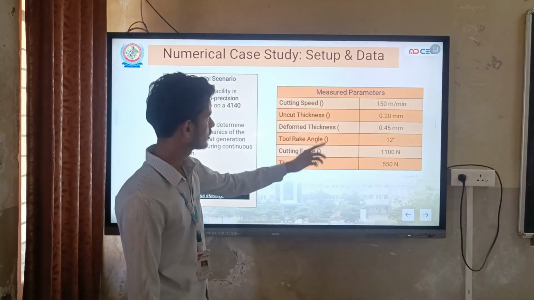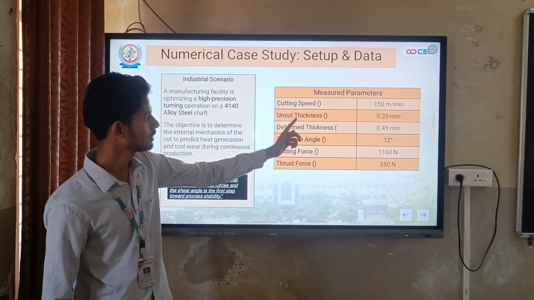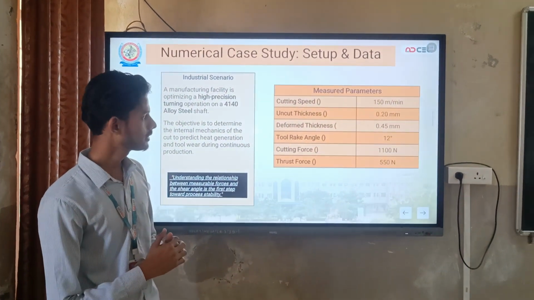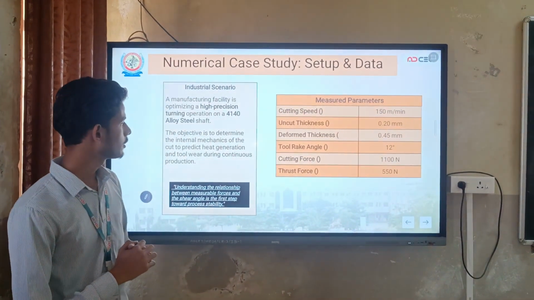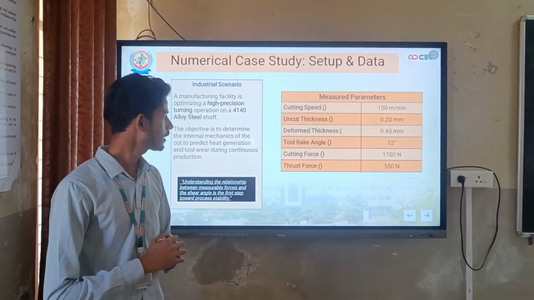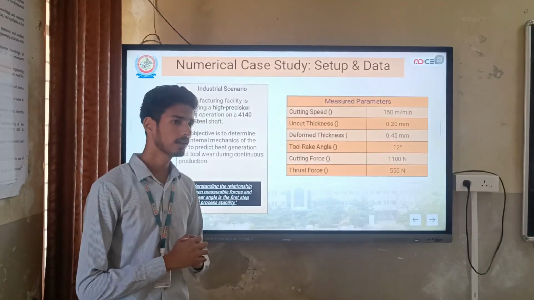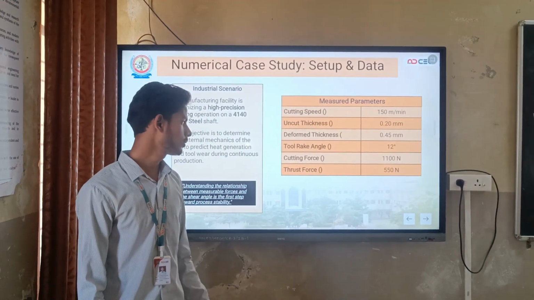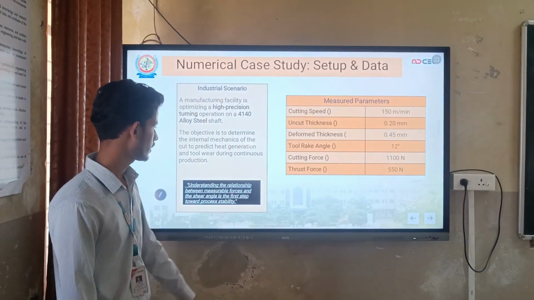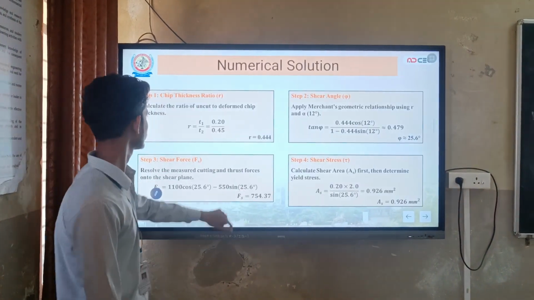Some data is given. The measured parameter is cutting speed, first one is 150 meters per minute, and uncut thickness is 0.20 mm. Deformed thickness is 0.45 mm. Tool rake angle is 12 degrees. Cutting force is 1100 Newton. Thrust force is 550 Newton. Now we see the answer.